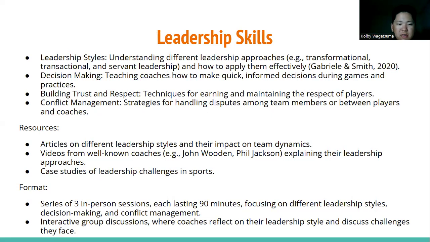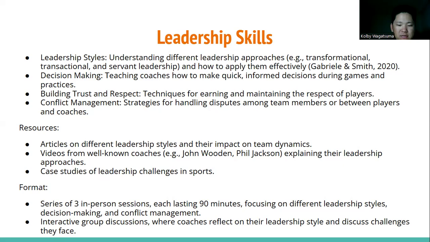Then we have decision making, so teaching coaches how to make quick, informed decisions during games and practices. Then we have building trust and respect, techniques for earning and maintaining the respect of players, as well as conflict management, which is strategies for handling disputes among team members or between players and coaches.